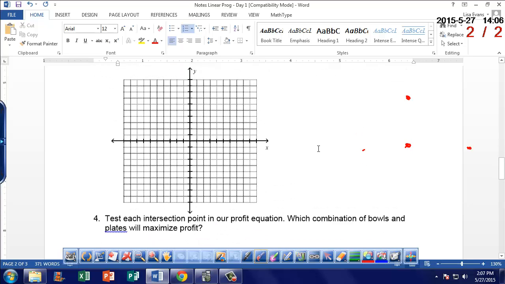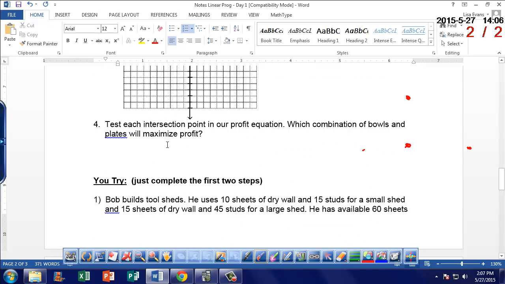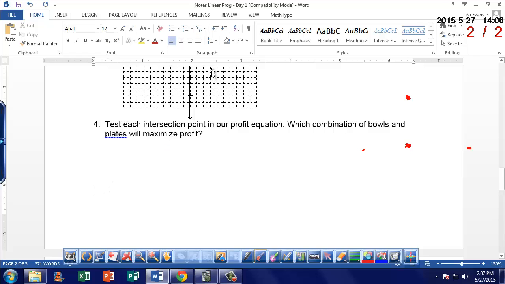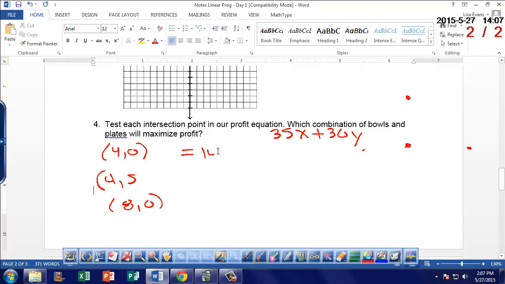Okay, so this is just for those that want to sketch it. You should have gotten your points to be (4, 0), (4, 5), and (8, 0). We are going to test these in our profit equation. Remember, our profit equation was 35x plus 30y. So we're going to plug 4 in for x, 0 in for y, and you are going to find out that you get 140. You plug 4 in for x, 5 in for y, you get 290. Plug 8 in for x, 0 in for y, and you get 280.